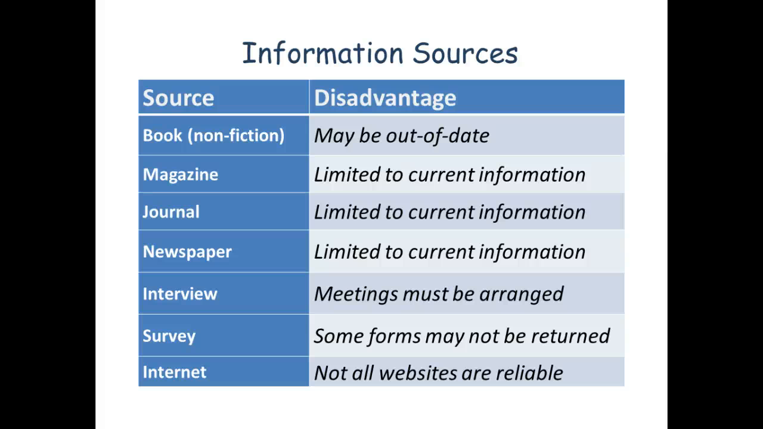One of the problems with interviews is that you have to arrange a meeting and find the proper person to interview. When you're doing a survey, some of the forms may not be returned to you. And when you go on the internet, remember that not all websites are reliable. Fortunately, many of these information sources are available electronically, and you can use them on the internet. To find out more about electronic reference works, watch the next lesson.